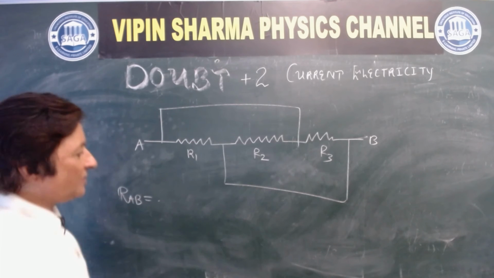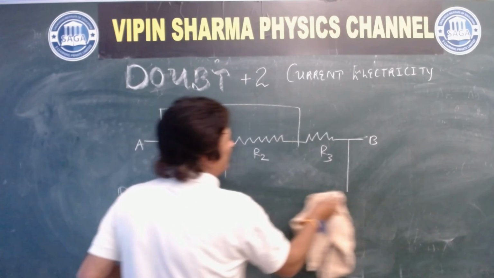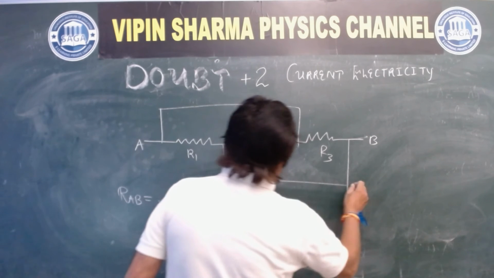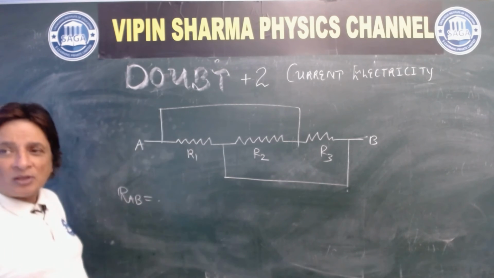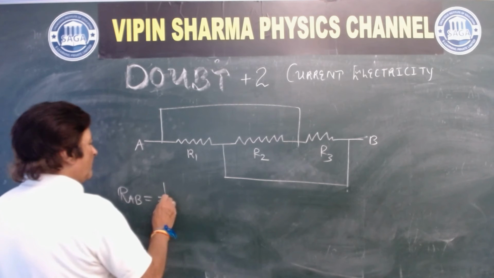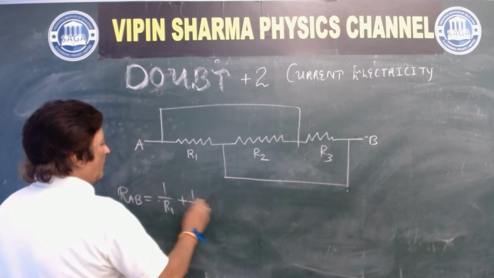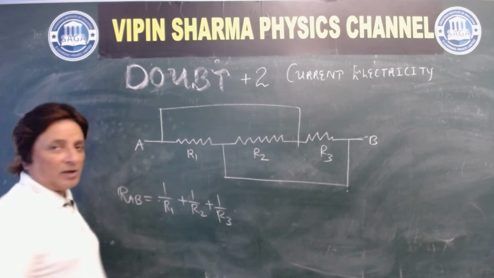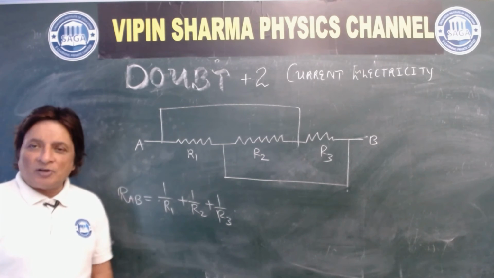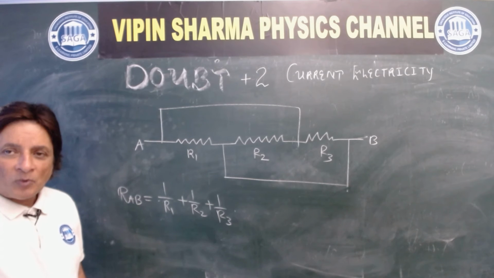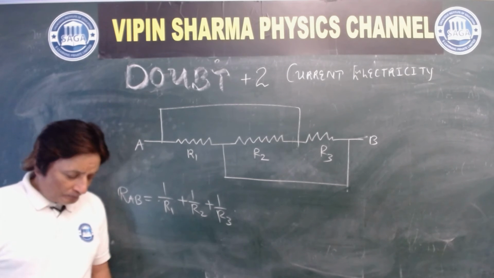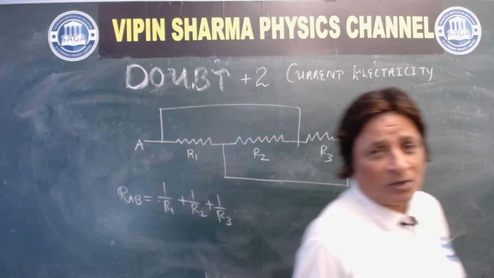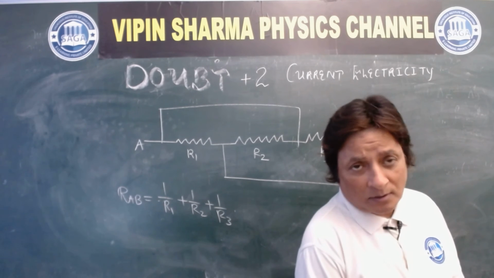Students generally, when they just look at this, say, sir, it is 1 upon R1, 1 upon R2, 1 upon R3. Students instantaneously say this is the answer. One of the students asked me, sir, how is it like this?